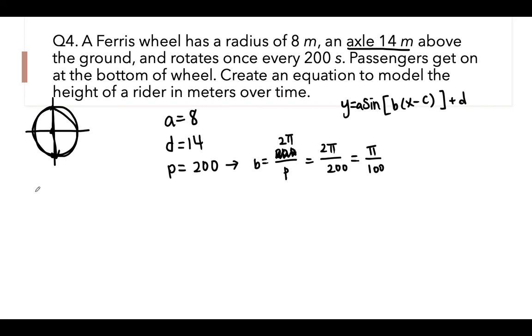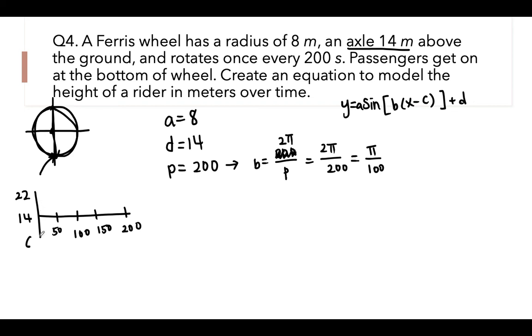Now, if I have to draw this graph, the equation of axis is at 14 and the amplitude is 8. If I go up by 8, it's 22. If I go down by 8, it's 6. Divided into 4 sections, the period is 200, right in the middle we have 100, 50, and 150. Now the passengers get on at the bottom of the wheel, so we're starting from the lowest point.